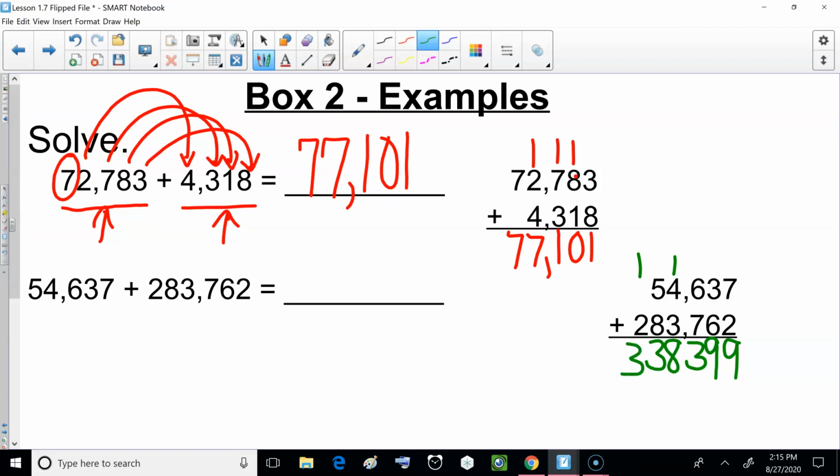So I would have 300,000s. So when I add up those two numbers, 54,637 plus 283,762 equals 338,399. So you can pause right now and write these two examples in your book to help guide you as references later as you do your own work today.